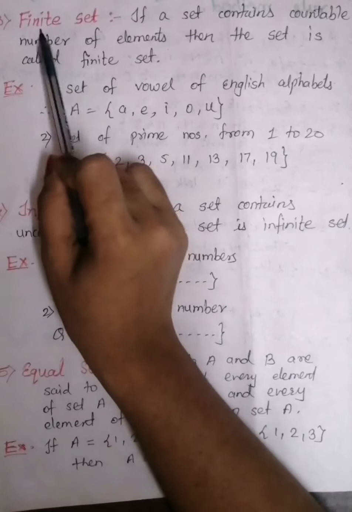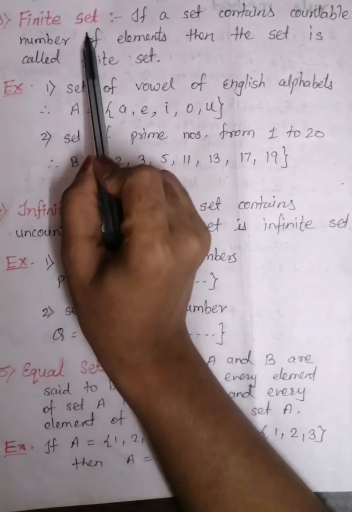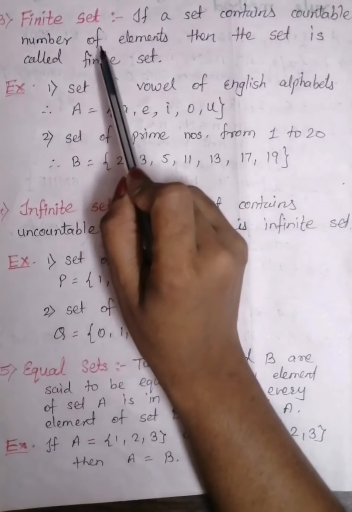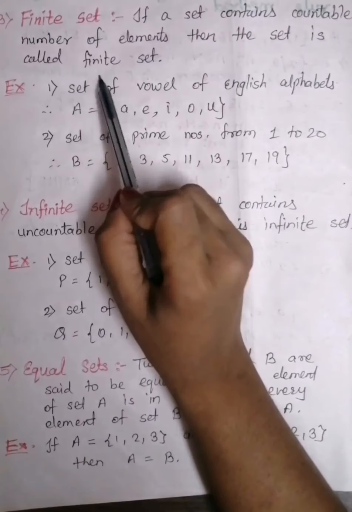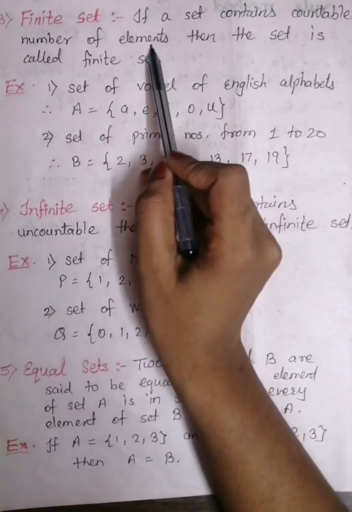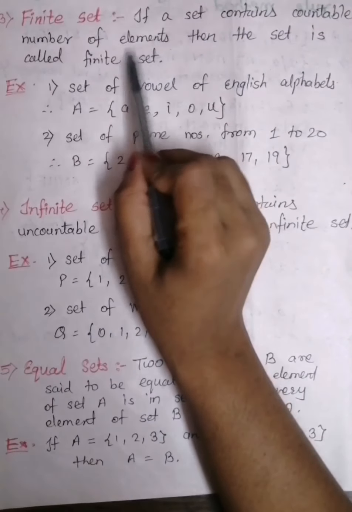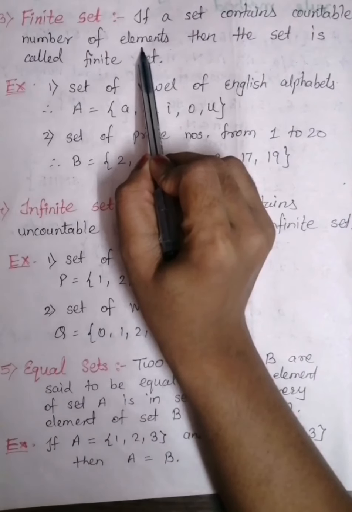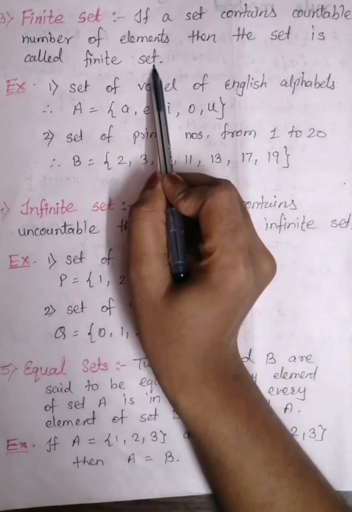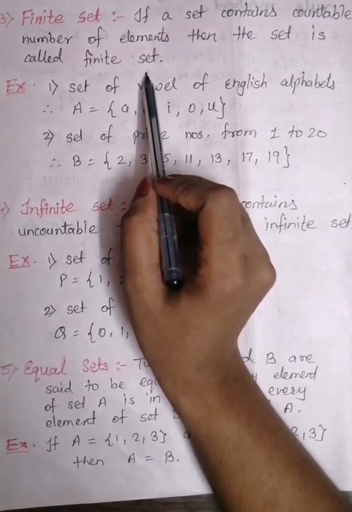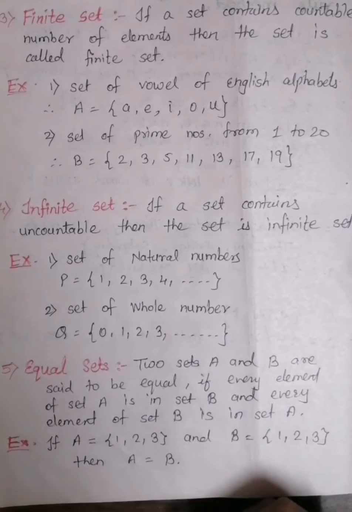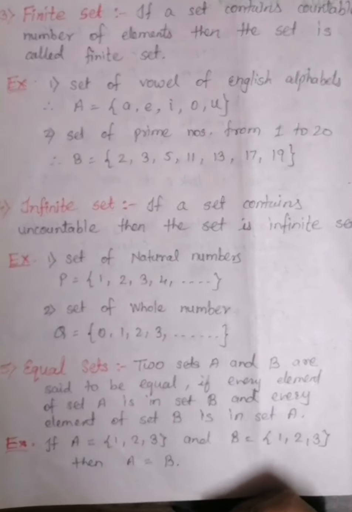Now come to the third type of set. It's a finite set. In a finite set, if a set contains a countable number of elements, then the set is called a finite set, right? Take any set that contains some elements, and if we can count those elements, then it is a finite set. Suppose I give one example: in our family there are some members, and we can count those members. So this is a finite set, right?